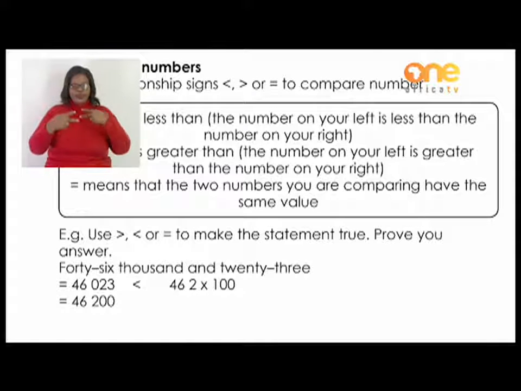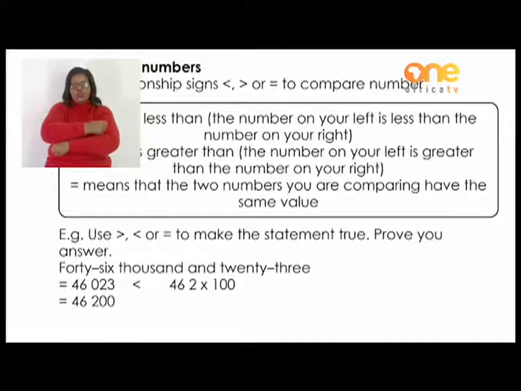Under comparing numbers, at the end, there is a part to compare numbers. Maybe we can just correct that one. Looking in the box, the sign which is opening to the right means less than. The one which is opening to the left is greater than. And the equal to is already known by most of you learners. Then there is an example below, where we need to use the signs to compare the statement.